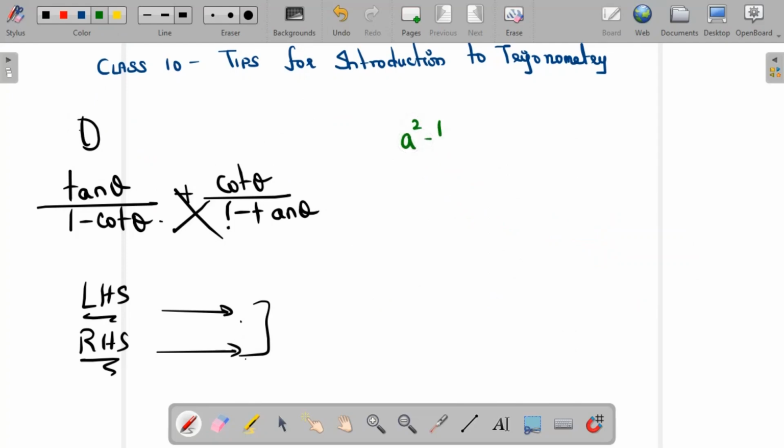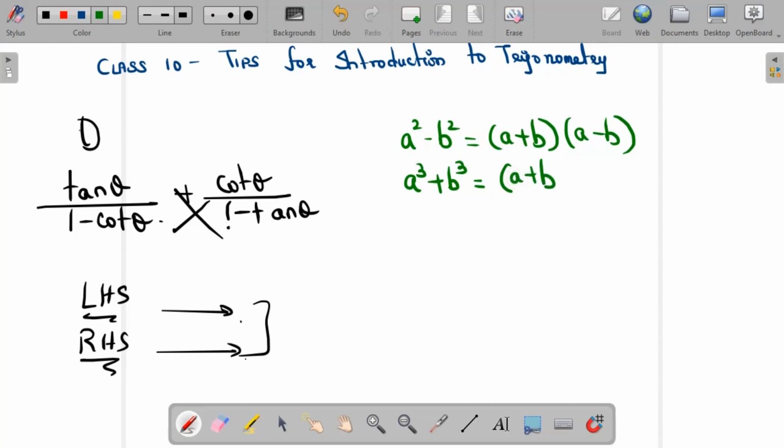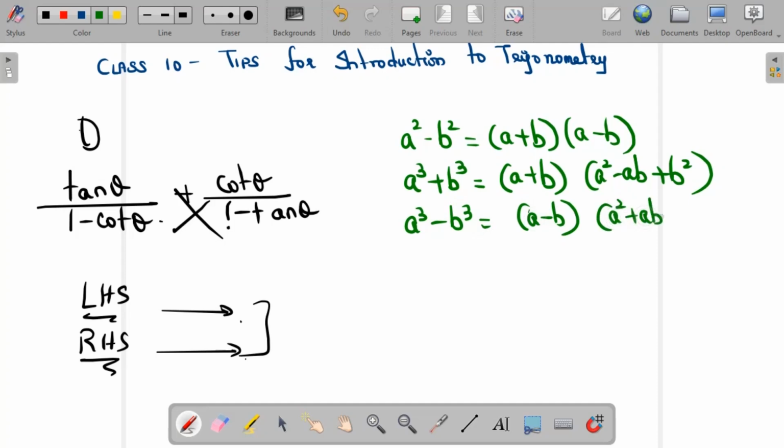The first one obviously is a square minus b square, which we very commonly use, which is a plus b into a minus b. The next very common thing that you probably will end up using in this lesson is a cube plus b cube. There are multiple ways to express this, but you need it in the product form mostly because you need to cut the denominator. So let's write it in that. So it is a plus b into a square minus ab plus b square. This is a formula for a cube plus b cube. So if you have a sine cube plus cos cube, treat that accordingly. Next is going to be the a cube minus b cube. So in this case, it is a minus b into a square plus ab plus b square.